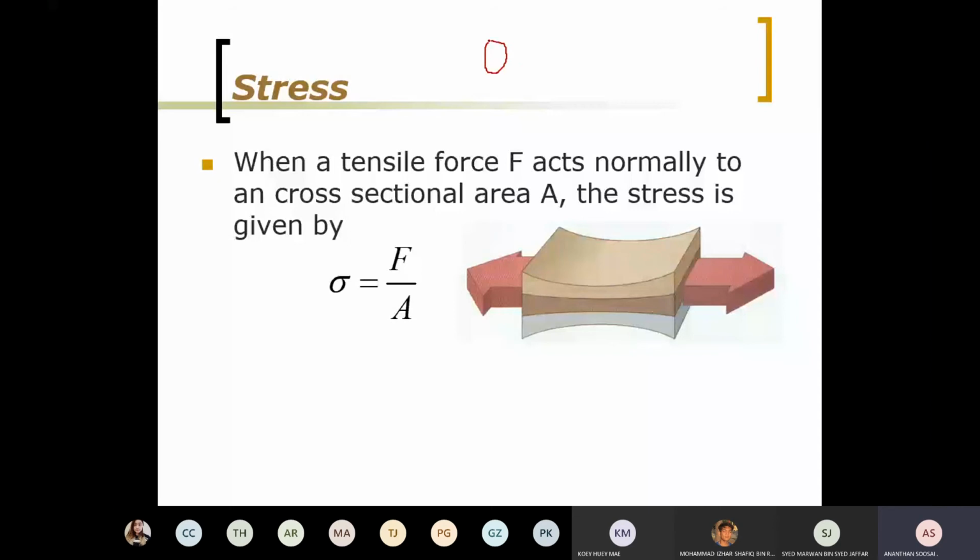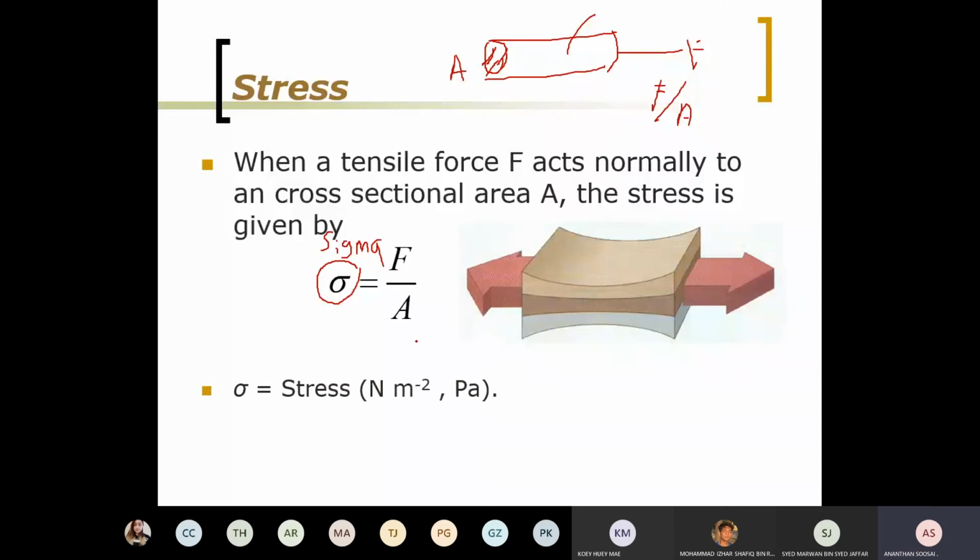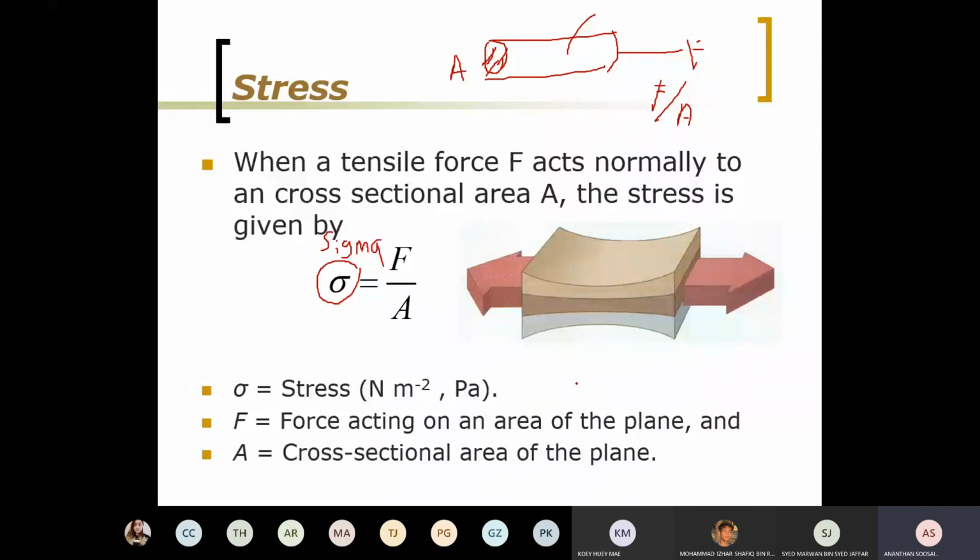So let's say you have a wire, and you apply a force F, and the area is A. The stress applied to the material is force over area, force per unit cross-sectional area. So that is stress. The symbol is sigma, a Greek symbol. Stress is Newton per meter squared, or another unit called Pascal. F is the force acting on an area of the plane, and A is the cross-sectional area of the plane.